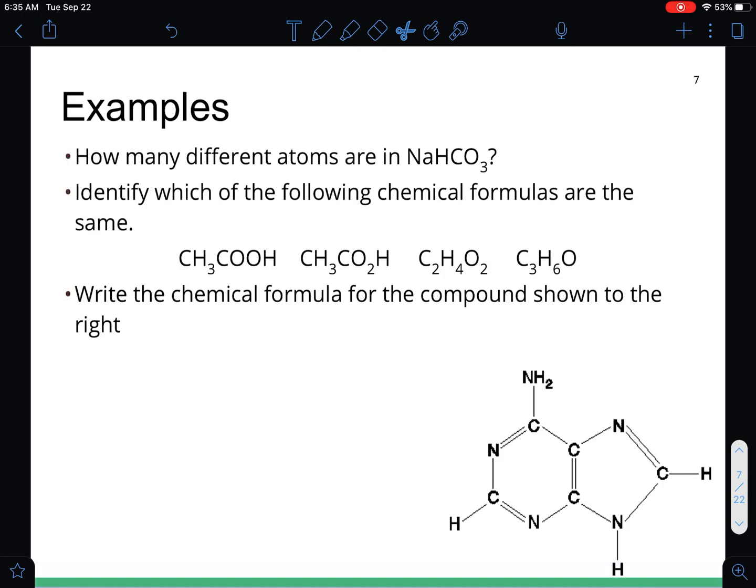All right, let's give these a try. How many different atoms are in NaHCO3? Well, there is a sodium atom, there is a hydrogen atom, there's a carbon atom, and there are oxygen atoms. So that tells us that there are 1, 2, 3, 4 different types of atoms in that compound.